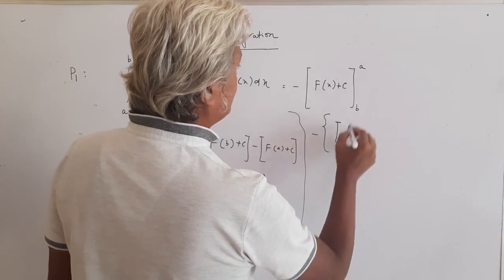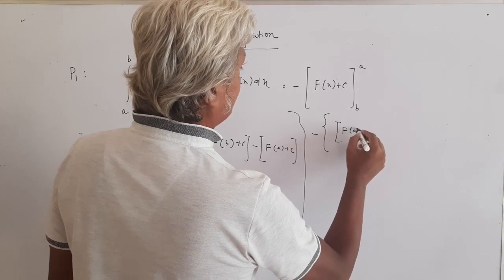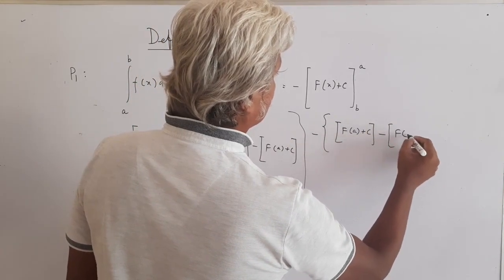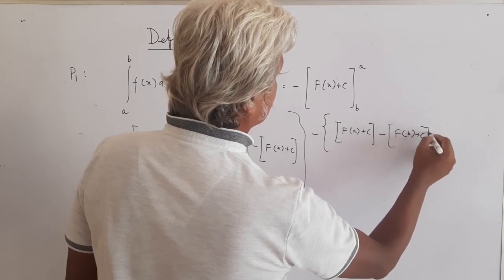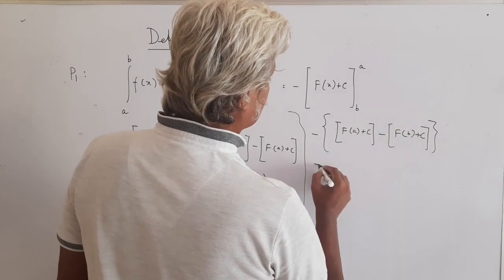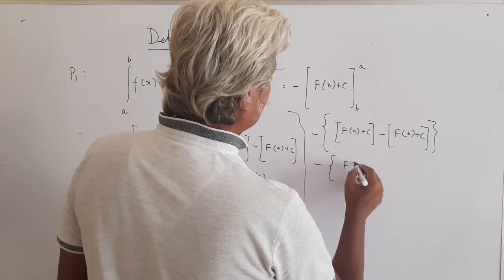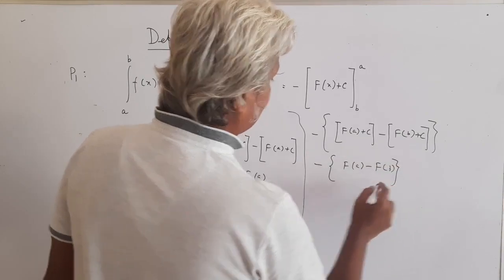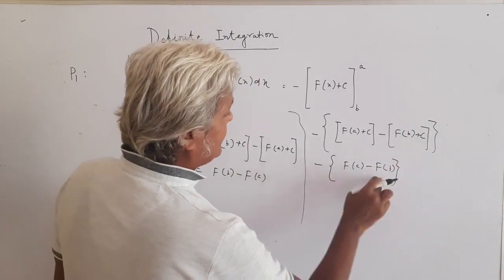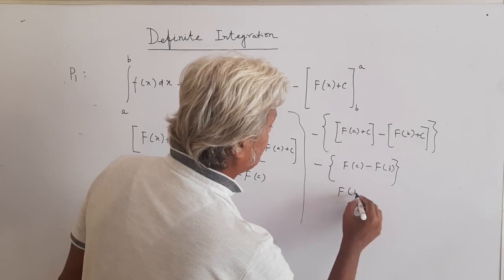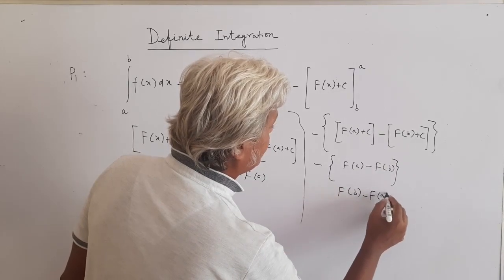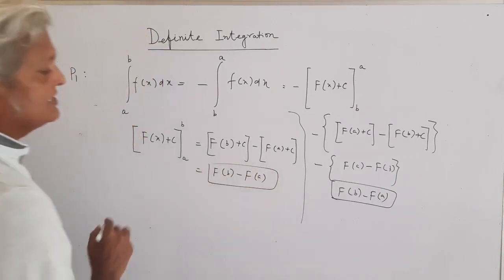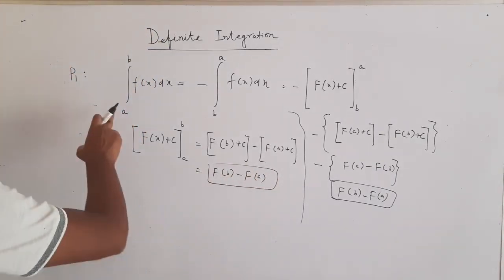First I write the upper limit, that is F(a) plus c, minus F(b) plus c. So this is minus, this is F(a) minus F(b). Now you introduce this minus here, so this will become F(b) minus F(a). Now look at these two expressions, it is so self-explanatory that these two values will be the same.